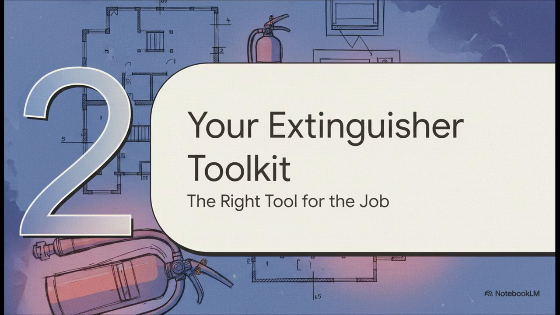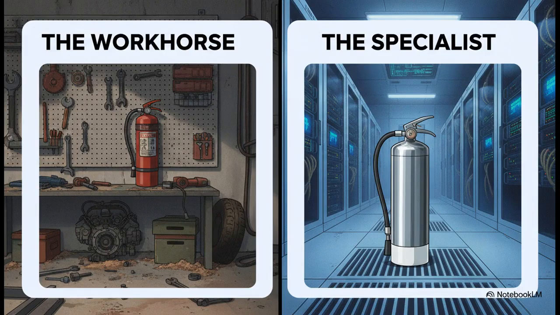Okay, so we know the threats. Now let's talk about the tools. As the architect, you're the one specifying these things, and choosing the right extinguisher is a huge design and safety decision. So, at a high level, you can really think of extinguishers in two main camps. You've got your workhorse, that's the ABC dry chemical extinguisher you see pretty much everywhere, and then you've got your specialists. These are the precision tools for places where you just can't afford to make a mess.